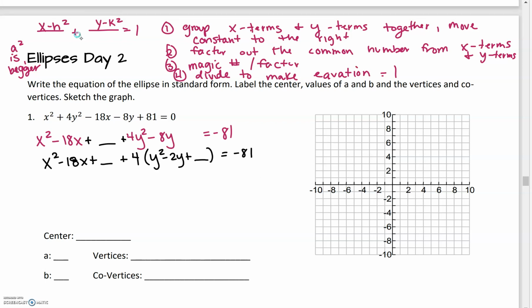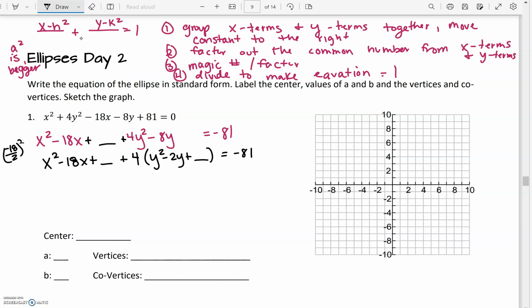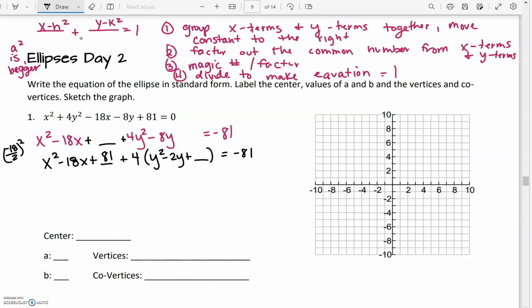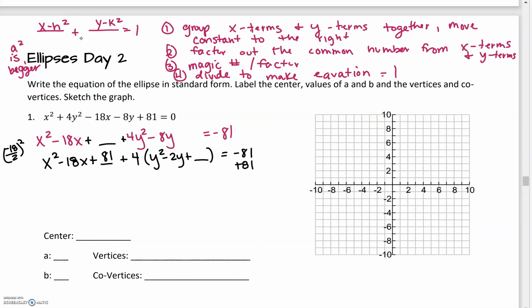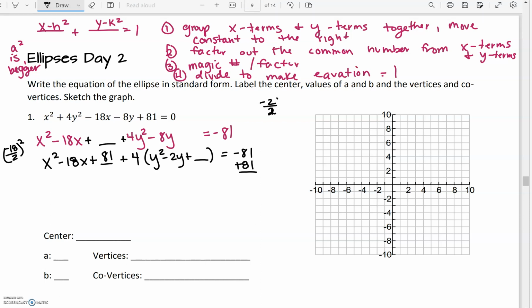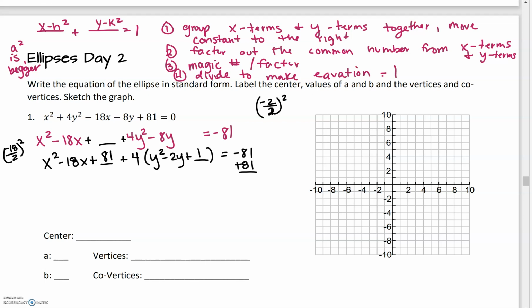Okay, so to complete our square here, it's going to be negative 18 divided by 2 squared, which is 9 squared, is 81. And so we're going to add 81 to this side. And then here, to complete the square, it's going to be negative 2 divided by 2 squared, which is 1. But we have this 4 in front, so 4 times 1 is really what we have, which is a 4. So we're going to add 4.